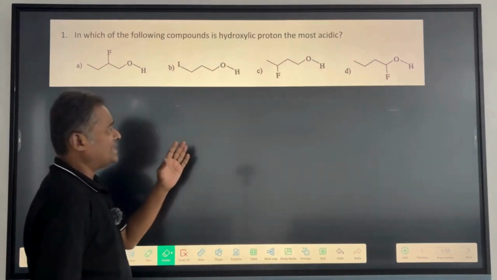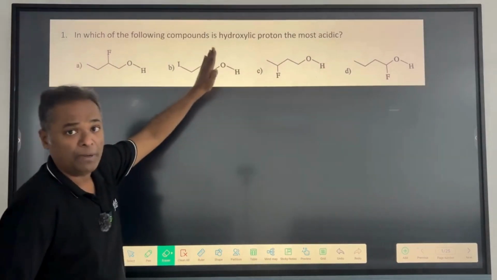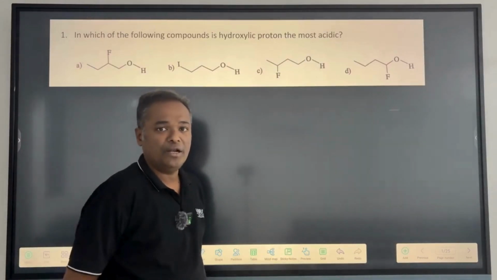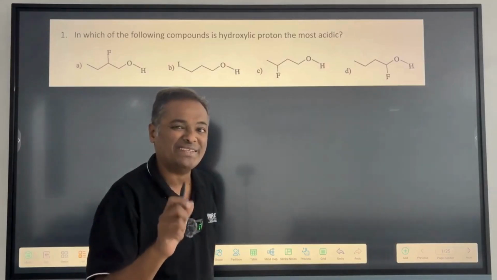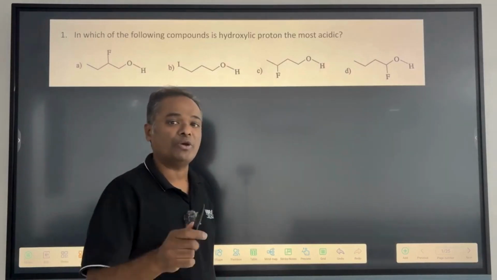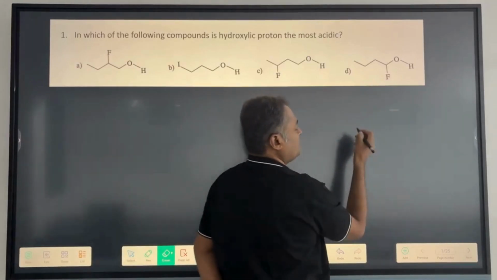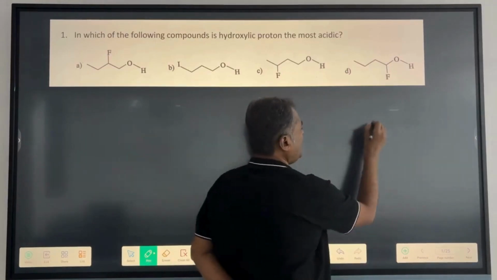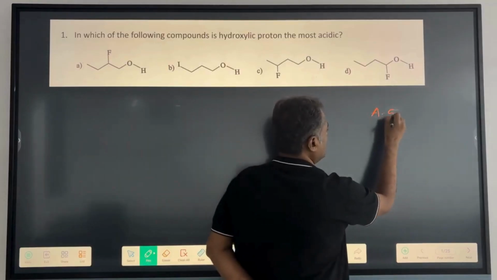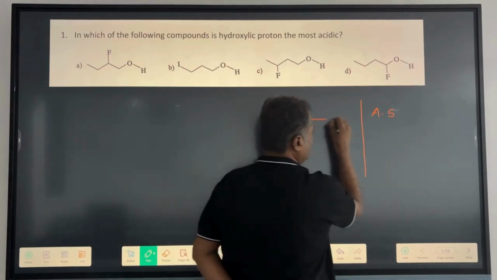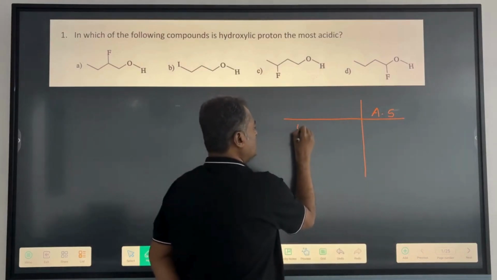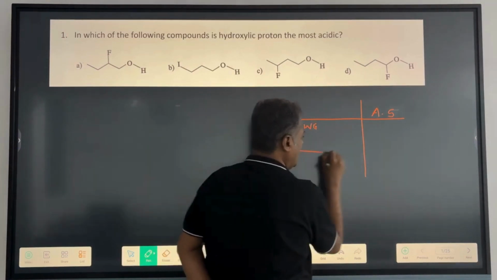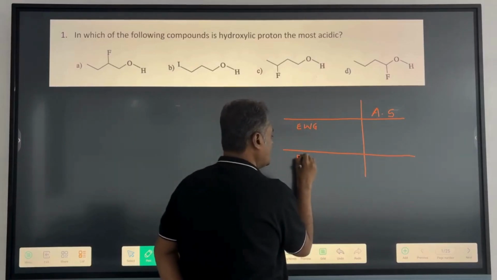The first question is: in which of the following compounds is the hydroxylic proton the most acidic? Now, the word itself indicates acidic, that means we have to discuss something called acidic strength. In the lecture, if you remember, I am writing it here as acidic strength. Now, there are some groups which affect the acidic strength. There are two types of groups in nature: one is the electron withdrawing group and the other is the electron donating group.